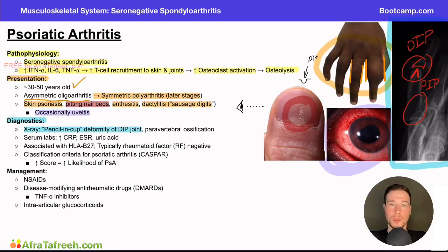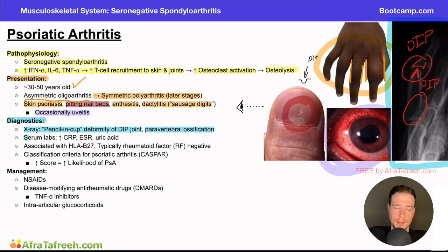Now, some other key findings that you can also see include paravertebral ossification. Again, a little bit less specific for this, right? It just means that there's bone being formed around the vertebra. And again, we've talked about how a lot of these conditions are associated with findings in the vertebral bodies or changes in the vertebral bodies. And so this is just an example of that here.